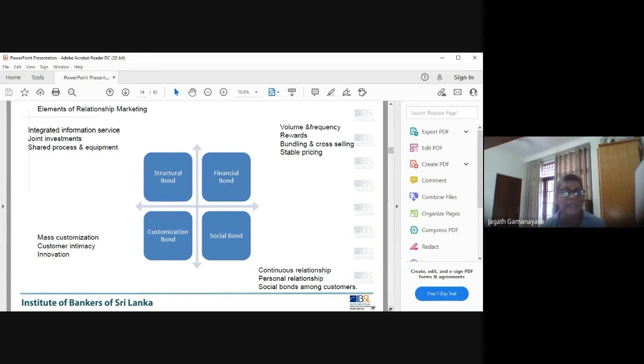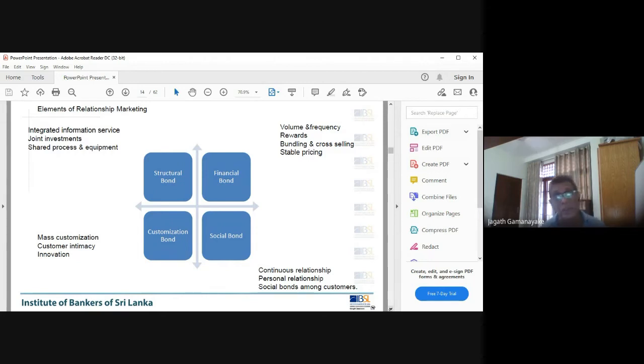Now, say for example, integrated information services and joint investment, shared process and equipment. So they try to build up the structural bond. Basically by commitment, by some sort of technical and economic means. So we are trying to build up the relationship and strengthen the bond.